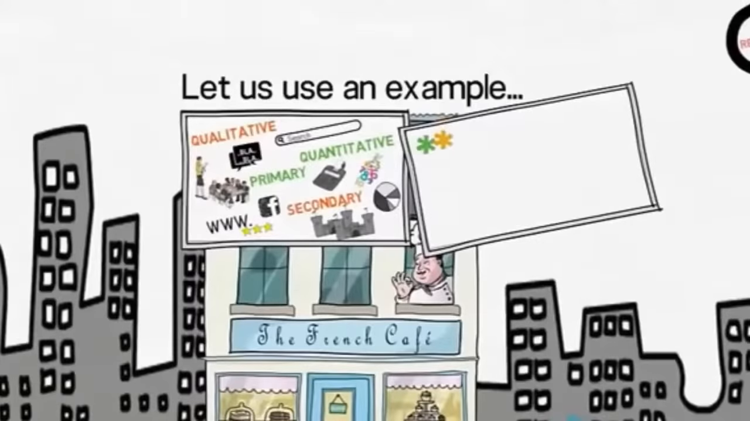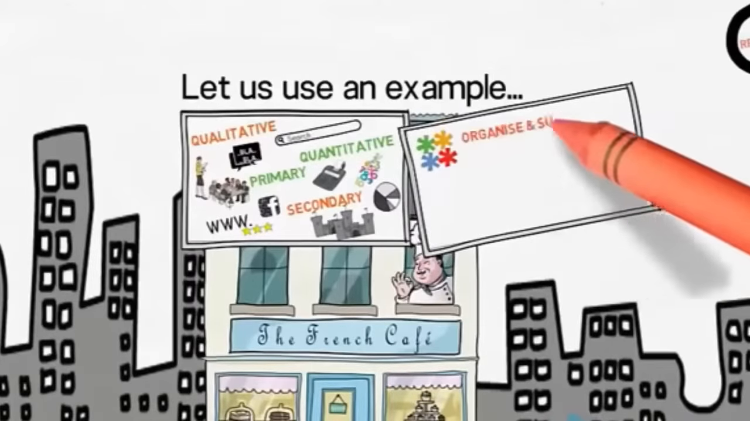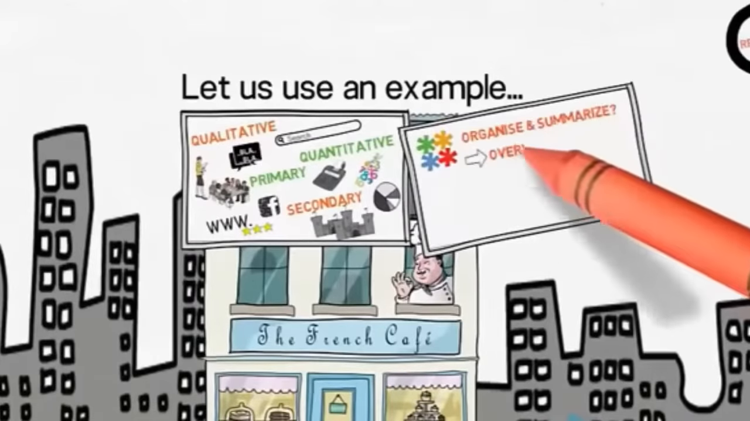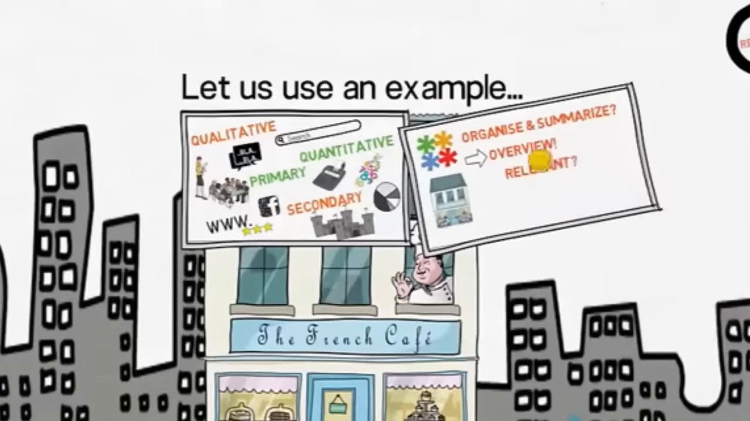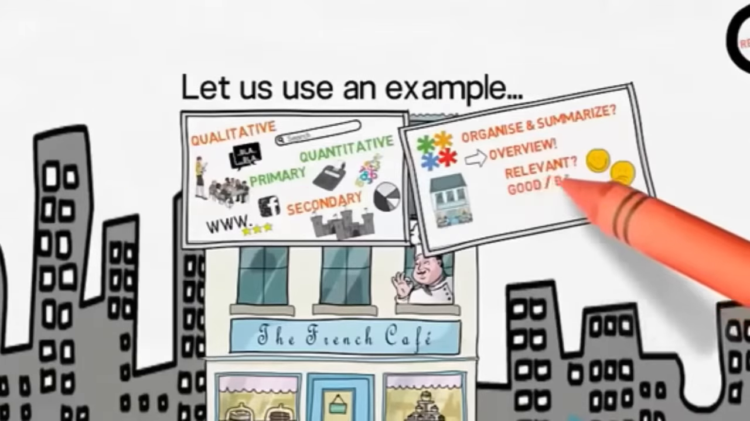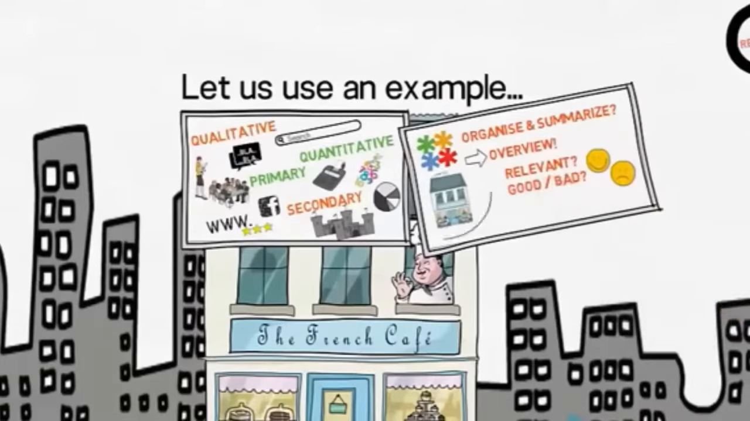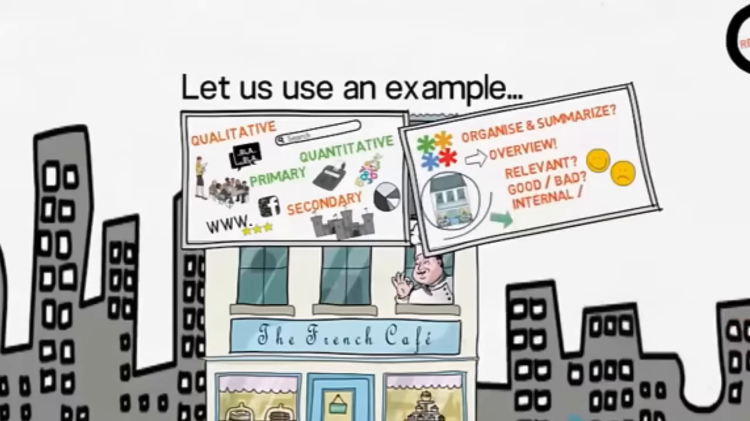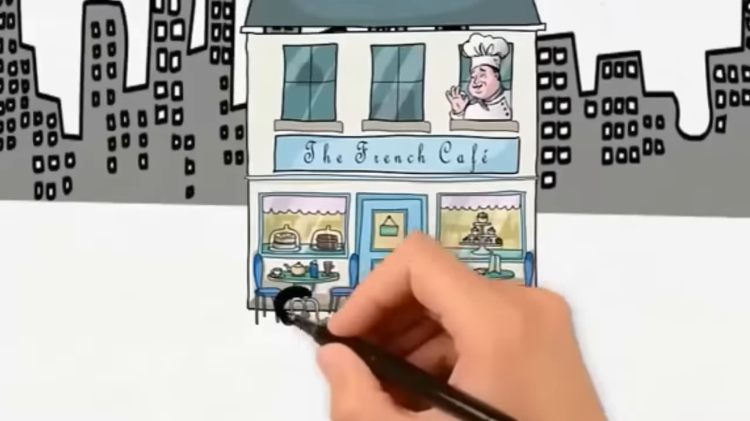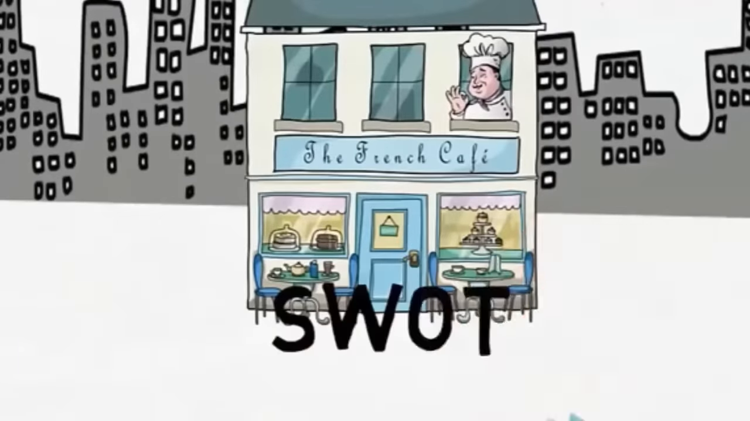But how do they organize and summarize all this information? They need an overview that clearly shows what information is relevant, what is good and what is bad, and they need to distinguish between the information that describes their own internal situation and that which describes the external environment, the world around them. This is where the SWOT comes in handy.